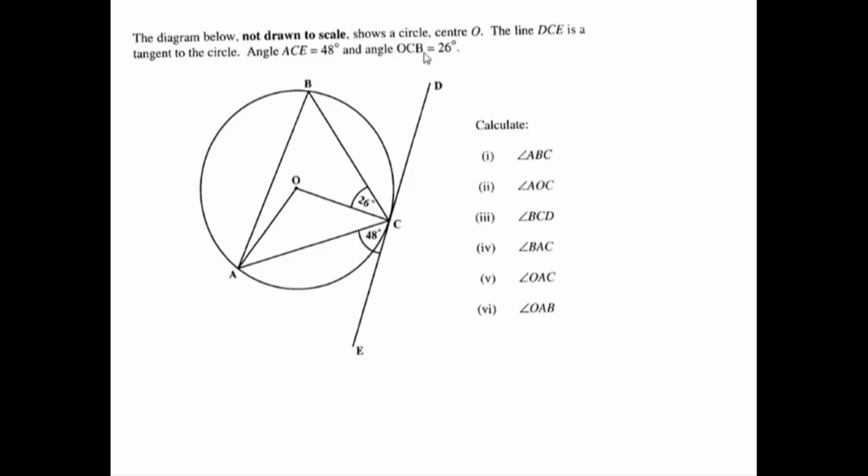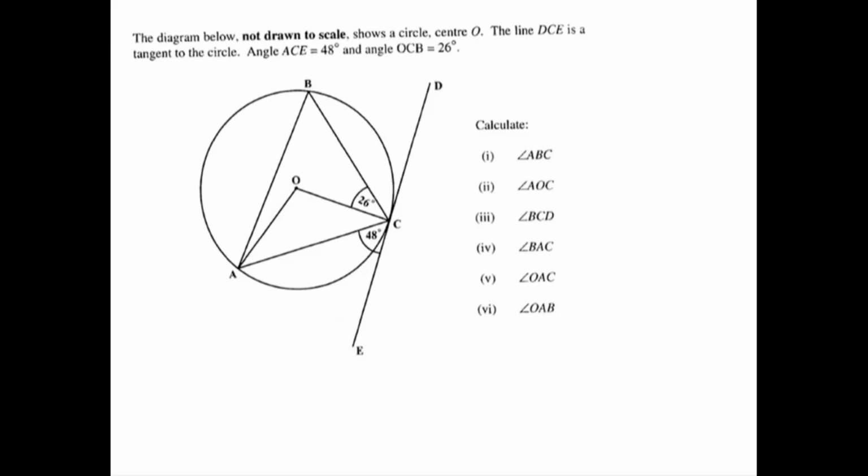And angle OCB is 26 degrees. This is angle O here. Sorry, it's point O, and this point C. I'm going to turn to B, and get the angle of 26 degrees. Okay, so let's look at this question now. Seems pretty easy.